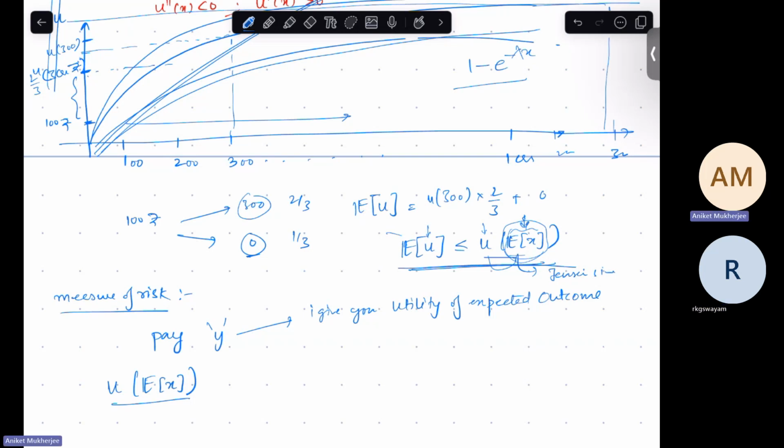Suppose your outcomes are 1, 2, 3, 4, say 10 numbers, then your average would be 5. So you pass 5 through the utility function. You're talking about the one on the left? It's just U of X. So it's basically the expectation of U of X is less than or equal to U of the expectation of X.